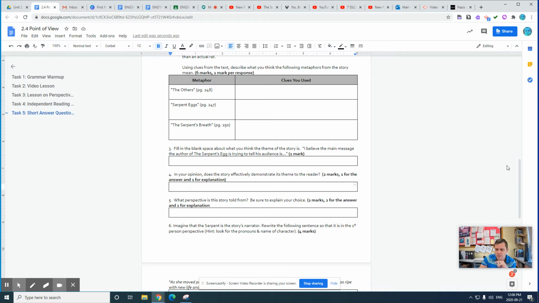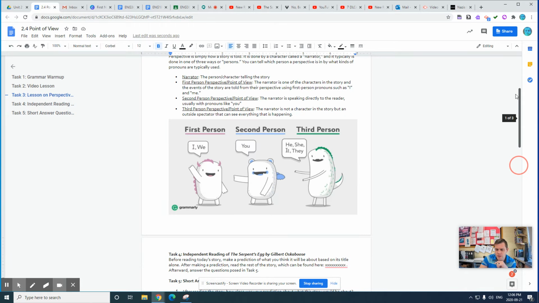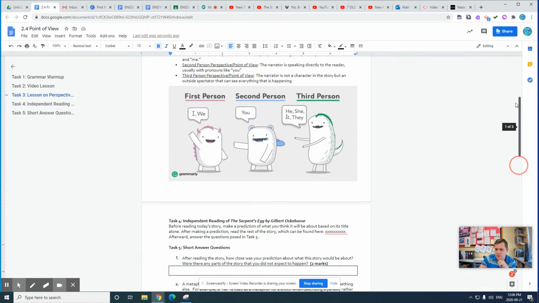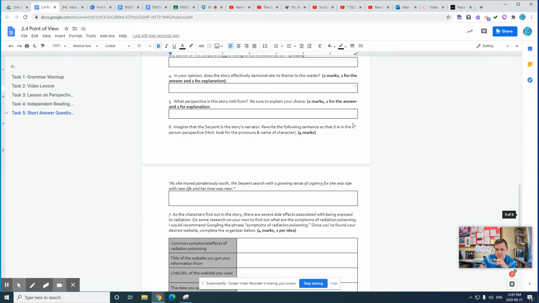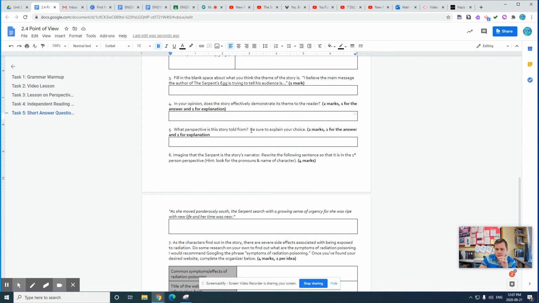From what perspective, either first, second, or third, is this story being told from? Please pay special attention to the pronouns being used. And I've already given you guys a hint as to what perspective it is. And also be sure to explain your choice. So you get 1 from telling me the perspective, another mark for explaining your choice.